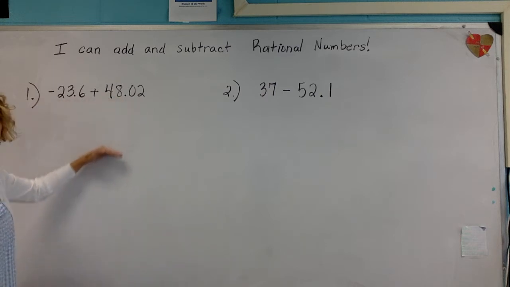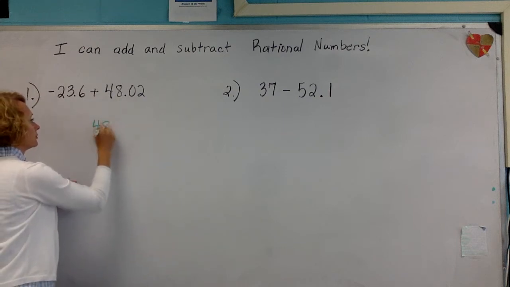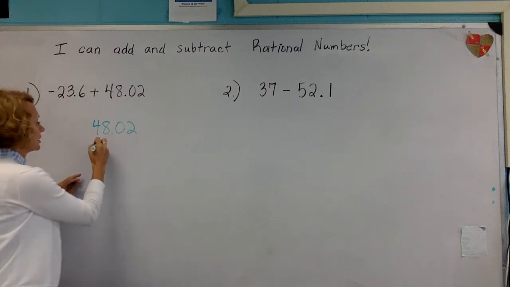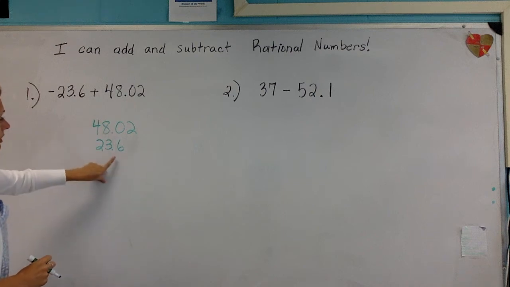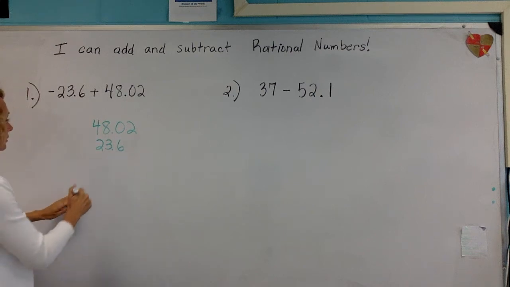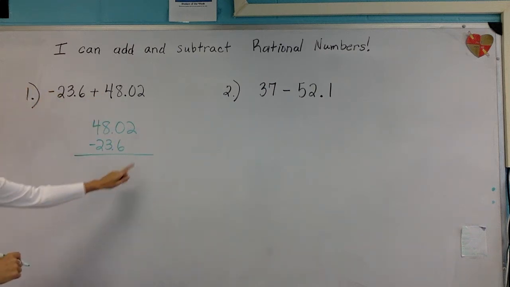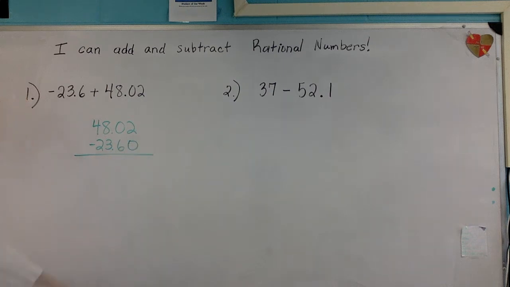I would rewrite this problem vertically to help me. So I'm going to take 48.02, and bring 23.6 down, and I'm going to line those decimals up. Remember, when you're dealing with addition and subtraction of decimals, you have to align them. Remember, signs are different, so I'm going to subtract. I'm going to put my 0 underneath the 2, and then start my subtraction process.